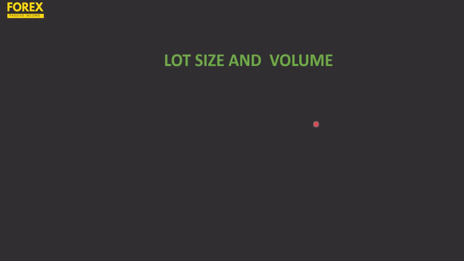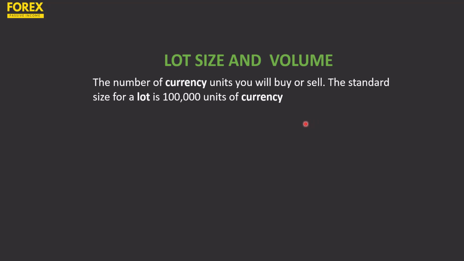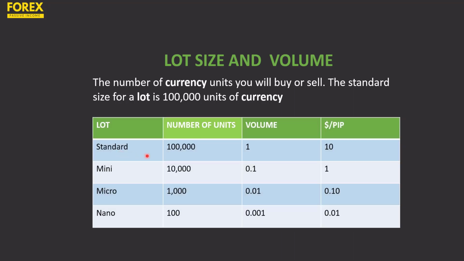So let's move forward to the next term, which is lot size and volume. For Forex trading to be profitable, we have to trade in lot sizes and volumes. The number of currency units you buy or sell is simply called a lot. For example, the standard lot is 100,000 units of currency. So if you're trading one standard lot, it means you are investing 100,000 units of that currency. So that's what lot size means.